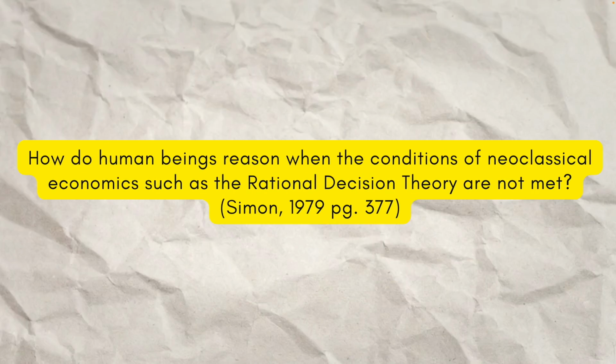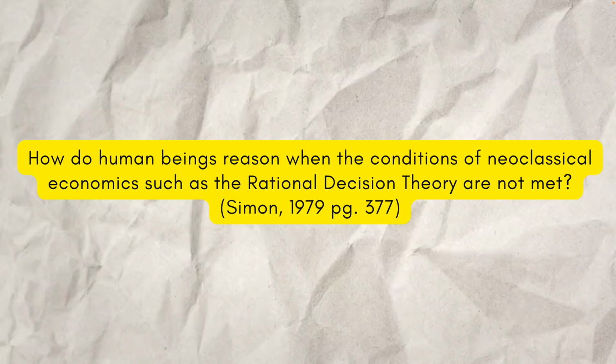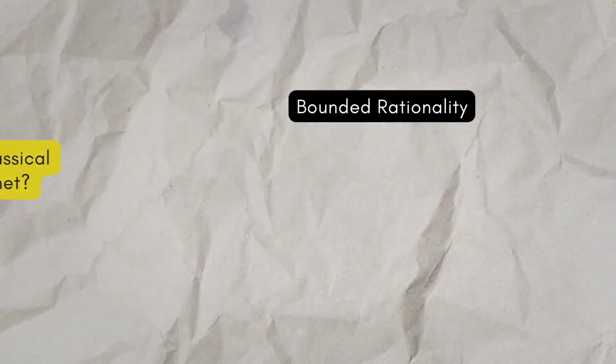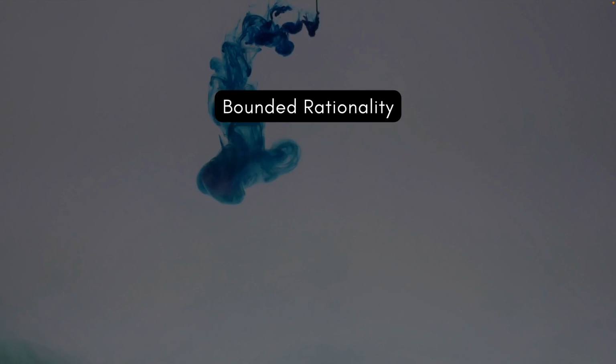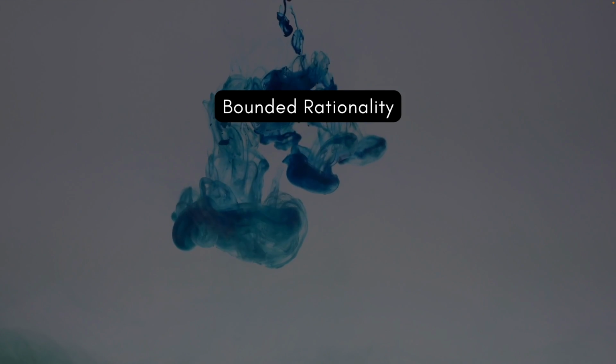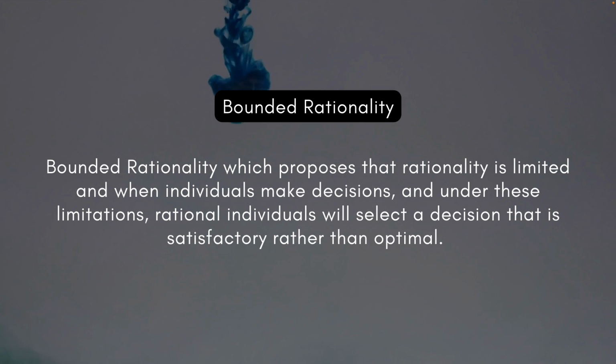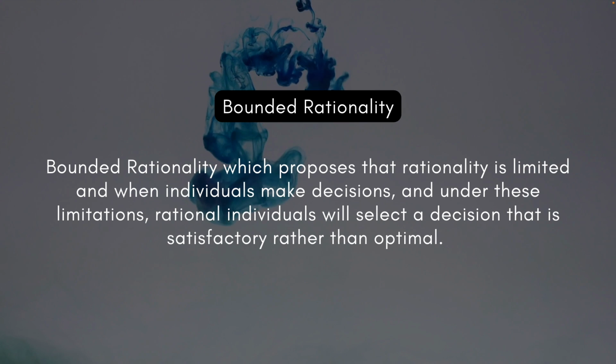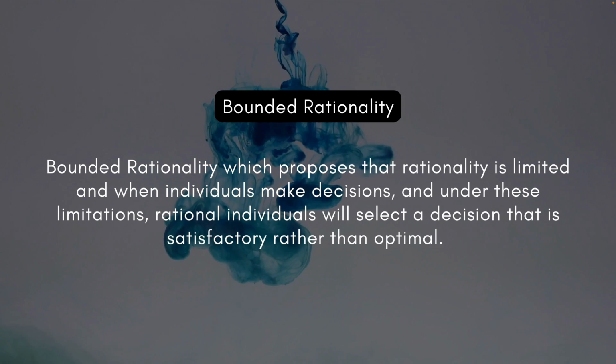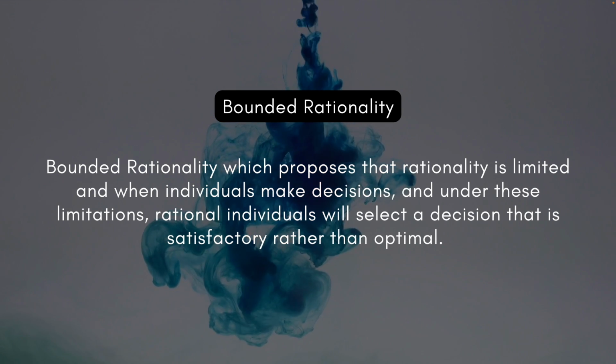However, the ideas of the rational decision theory were put to question by the Nobel Prize-winning scientist Herbert Alexander Simon. Herbert Simon asked a fundamentally different question than those proposed by the rational decision theory. He asked, how do human beings reason when the conditions of neoclassical economic theories, such as the rational decision theory, are not met? He was the father of a concept called bounded rationality, which was proposed as an alternative basis to the propositions of the rational decision theory. Bounded rationality proposed that rationality is limited, and when individuals make decisions under these limitations, rational individuals will select a decision that is satisfactory rather than optimal.